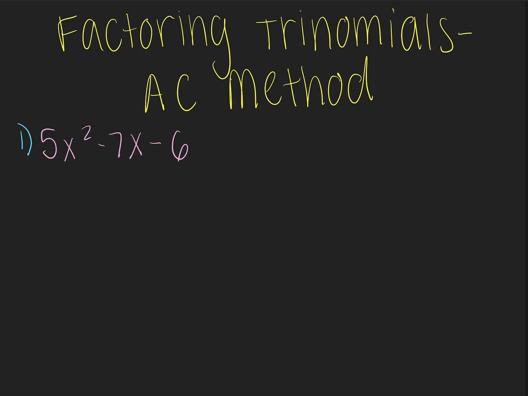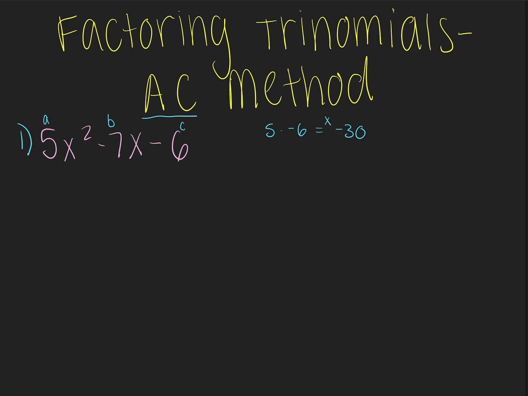So the first step in the AC method is to multiply A times C. That's why it's called the AC method. So this is A, 5 is A, negative 7 is B, and negative 6 is C. So A times C, 5 times negative 6 is negative 30.